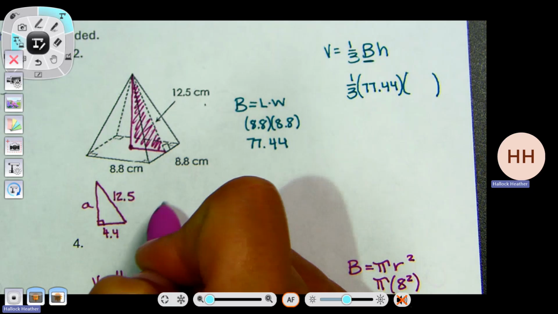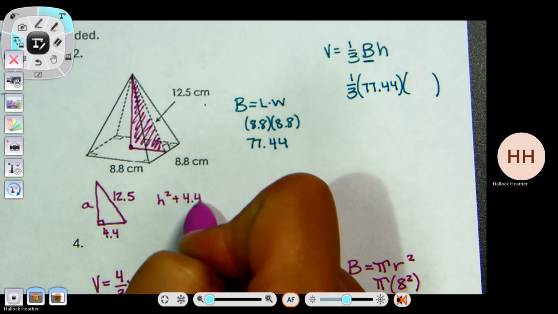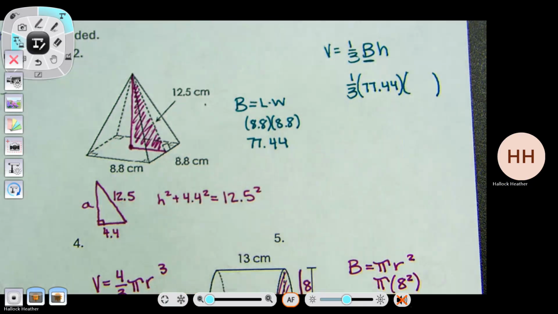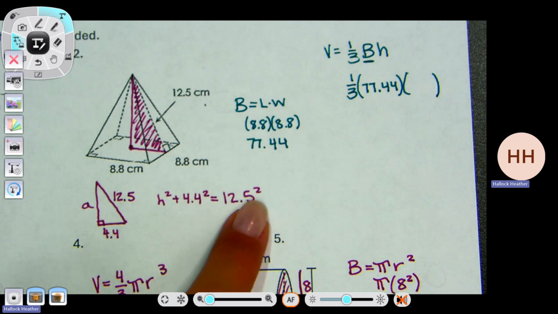This is why last week we took it really slow. We did a day of Pythagorean theorem. We did a day of practice Pythagorean theorem. We did a day of area of 2D shapes because it all comes together for our 3D shapes. So take a second. You're going to solve your Pythagorean theorem, square your number, and then you're going to subtract that 4.4 squared from both sides.